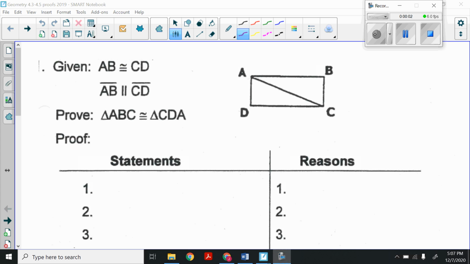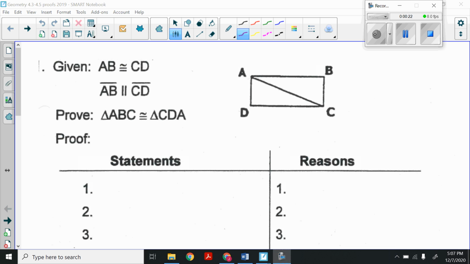All right, so today in geometry, we are going to start proofs over 4.3, 4.5, the triangle congruence properties. So we have those 5 triangle congruence properties. We're going to prove the triangles congruent based off of those 5. So we'll start out with these, where I have everything set up for us.